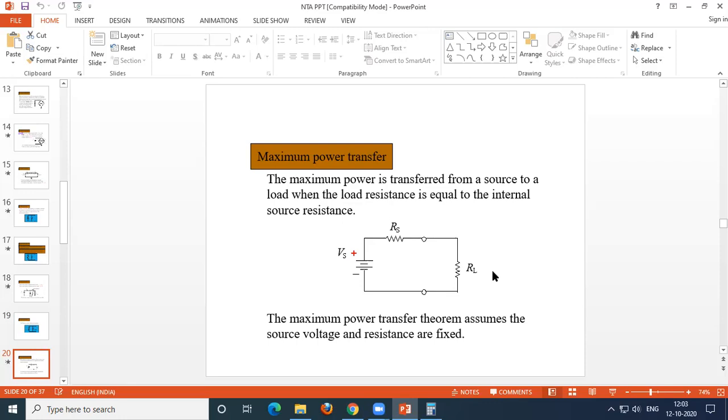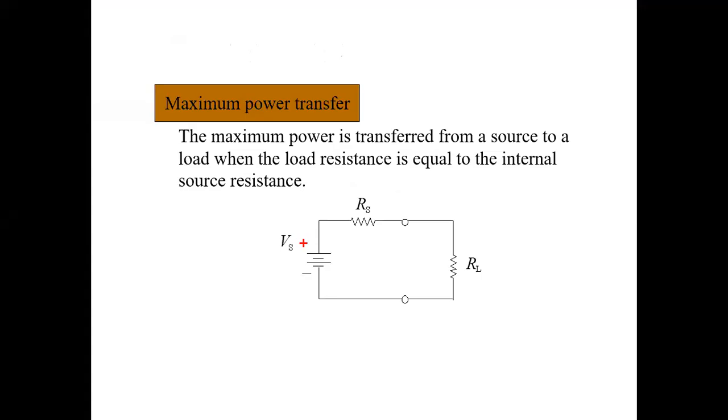So in the general way, the formula for power is equal to current into voltage, and the unit of power is the watt. Here the maximum power is transferred from a source to a load when the load resistance is equal to the internal source resistance. The internal source resistance is Rs, and the maximum power transfer theorem assumes the source voltage and resistances are in a fixed form.